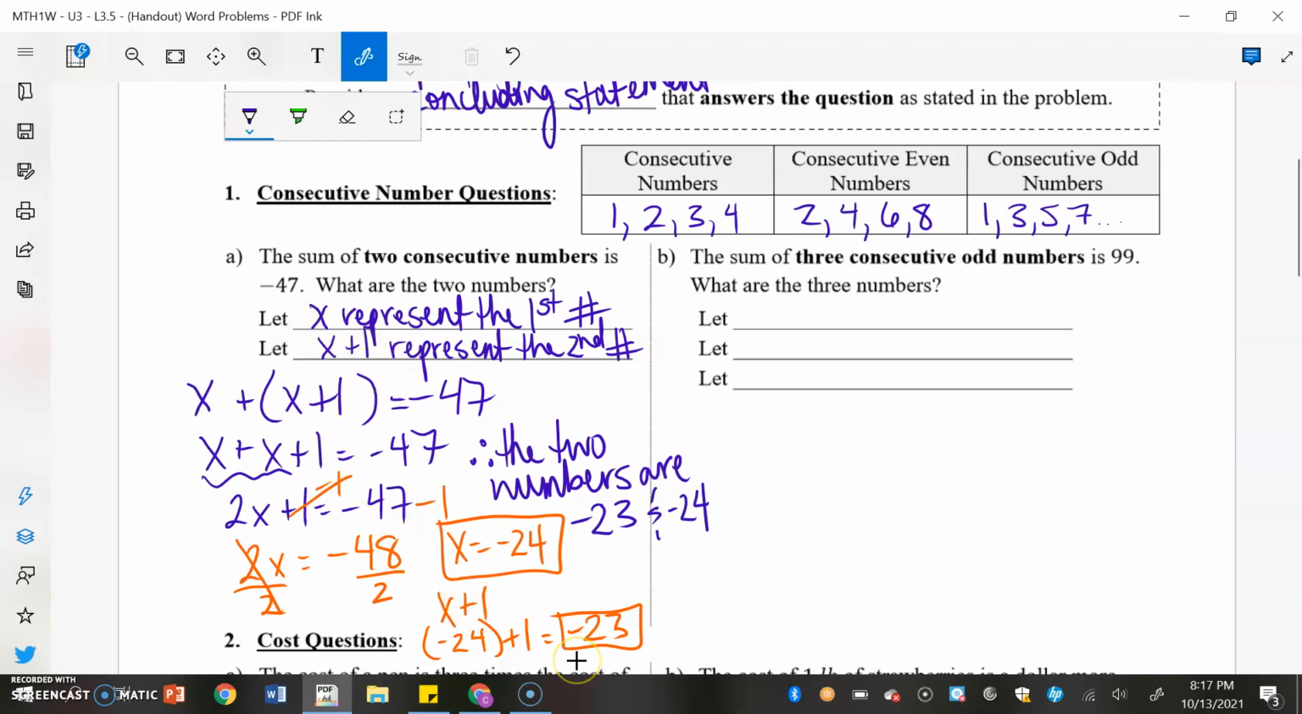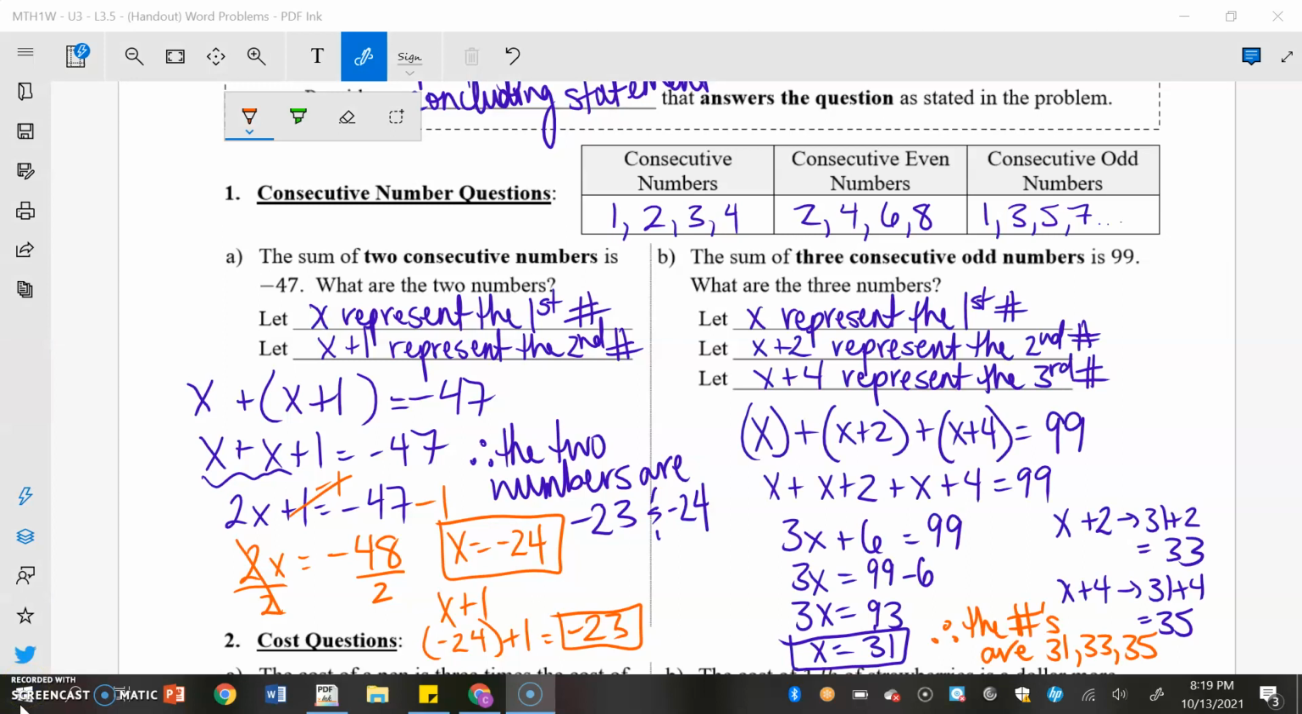These are the steps that we want you to follow for all of these word problem types. Take a moment to pause the video and try part B before the solution appears. Here is the solution for part B. The main difference here is when creating our let statements, since it said 3 consecutive odd numbers, we have to consider that odd numbers are 2 apart from each other. So we have x is the first number, x plus 2 is the second number, and x plus 4 as the third number.